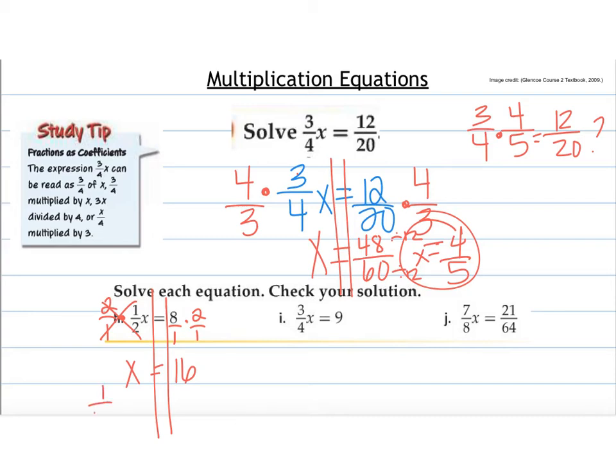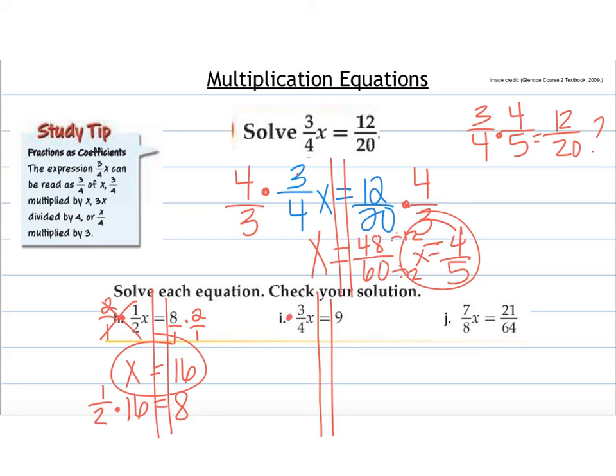So then let's check this. 1/2 times 16. So I know that half of 16 is 8, and we want it to equal 8, so then that works. X equals 16. Okay, we have 3/4 x equals 9. So we are asking ourselves, 3/4 of a number equals 9. So this number is going to be greater than 9 because we're taking 3/4 of it and we're getting 9. We're not taking 3/4 of 9, we're taking 3/4 of something and we're getting 9.